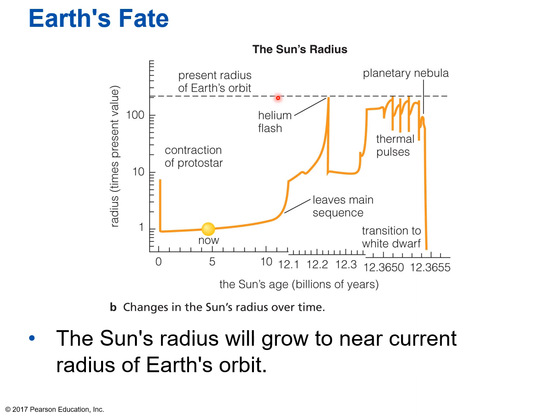This is the present radius of Earth's orbit. So when it does the helium flash and those final thermal pulses, the sun is actually expected to be as large as the radius of Earth's orbit around the sun. So the sun would consume the planet Earth, just barely.